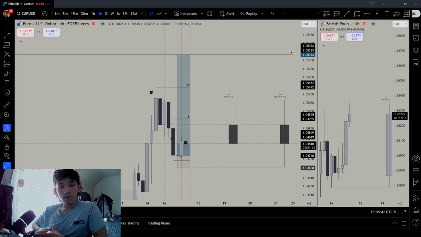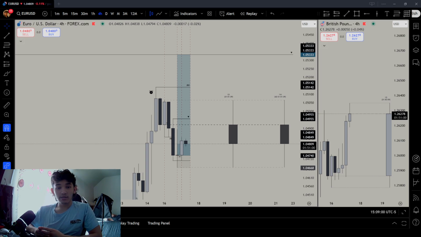Equilibrium form of draw on liquidity. As you guys know, in our last couple of videos, we have been talking about forms of draw on liquidity. Equilibrium is one of them. Equilibrium of CRT, equilibrium of daily range is a form of draw on liquidity. In the past video, we were talking about the candle range form of draw on liquidity. In this video, we're going to be talking about the equilibrium form of draw on liquidity.